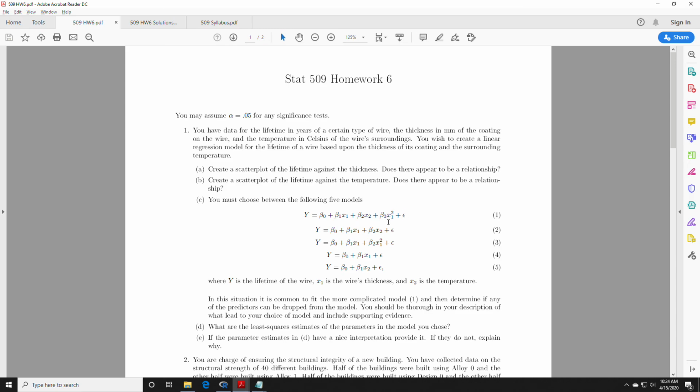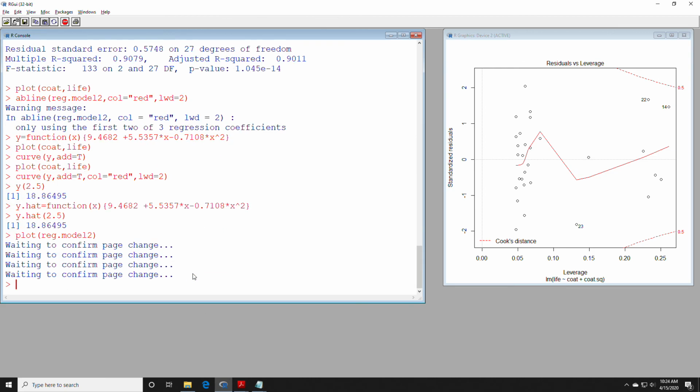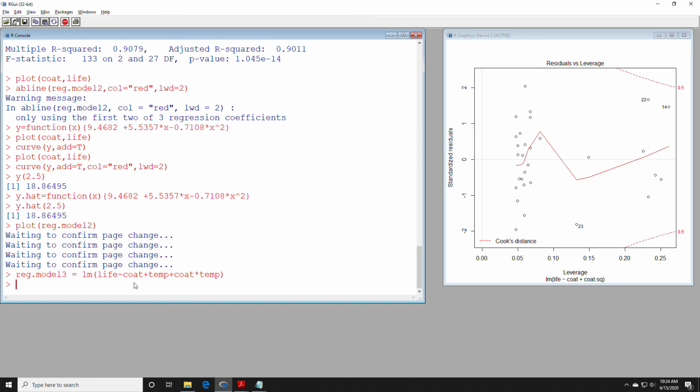The main reason that I didn't include that as an option is it's probably not going to be significant. I'm positive it's not going to be significant. So I'm going to call this reg.model 3. I'm going to look at coding plus temperature plus coding times temperature. This would be the interaction.